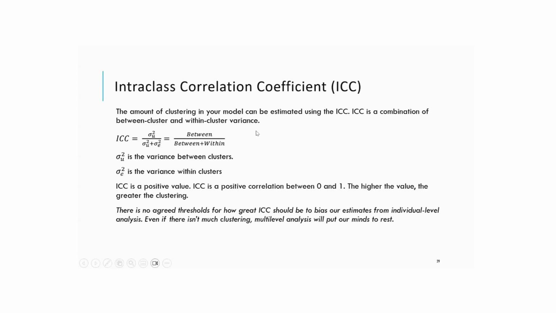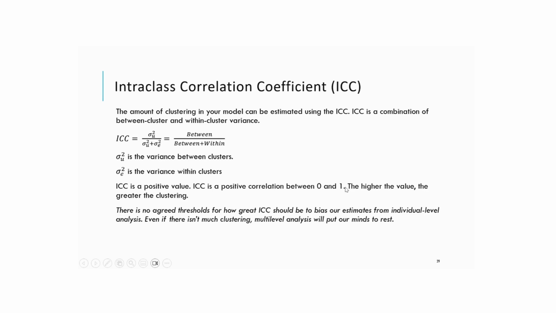And so to do this, statisticians calculate the intraclass correlation coefficient. It's quite a mouthful. They look at the variance between the clusters, and they divide that by the total variance in the model, which is the between cluster variance plus the within cluster variance. And what you get, the ICC, is always a positive value. It falls between 0 and 1. And what it shows is the higher the value, the greater the clustering.